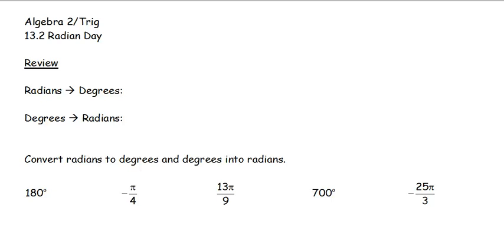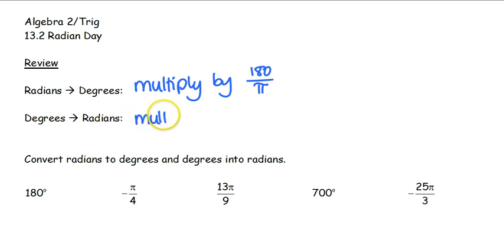Hello, today we are looking at 13.2, our second day where our focus is going to be on radians. We're going to do a quick review from yesterday's video, where we looked at conversion. If I want to go from radians to degrees, that means I want to get rid of my pi, so I'm going to multiply by 180 over pi. If I want to go from degrees to radians, that means I want to get the pi, so I want the pi on top, by pi over 180.